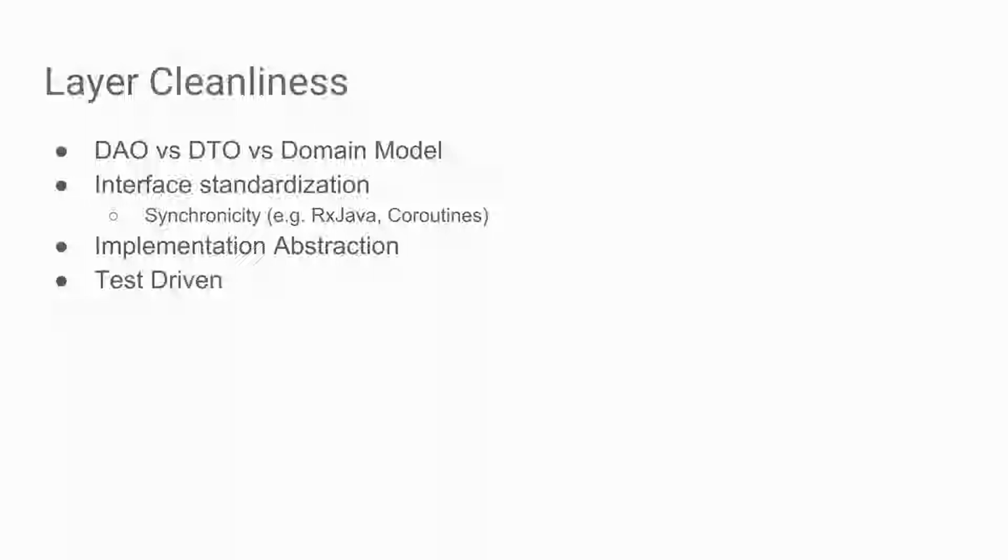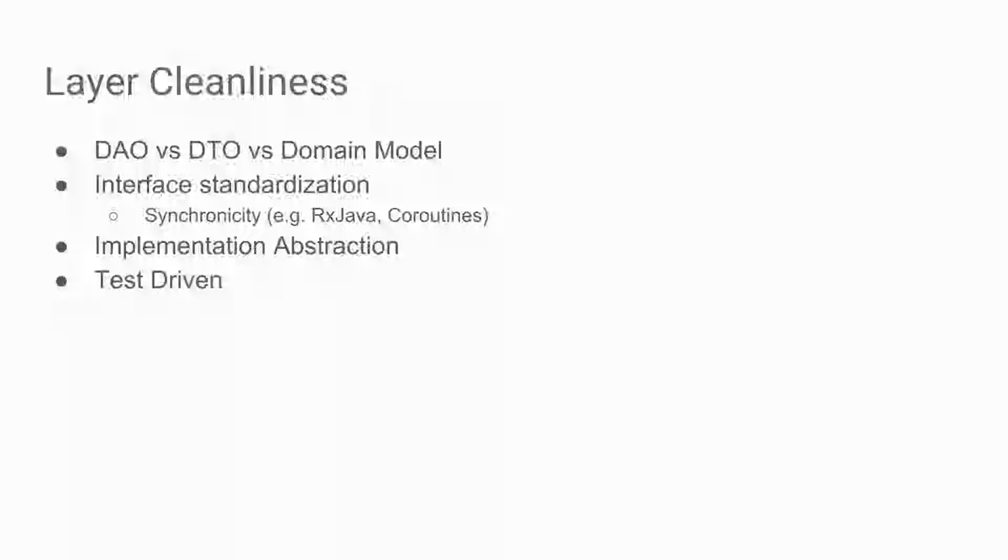So there are some acronyms in here that you may or may not be familiar with. There's DAO, which is your database or data access object, your DTO, which is your data transfer object, and then your domain model. Each of these is usually associated with one layer, or in the case of DAO versus DTO, they're both in the same layer.